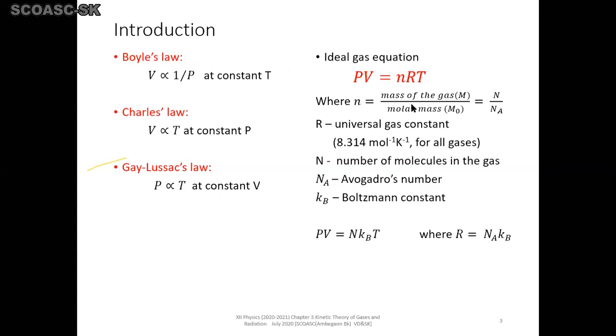Now, if one particle has a mass of m grams, and there are N particles in that particular container, then what is the mass of the gas? It is N multiplied by m. What is N? N is the number of atoms or molecules or particles of that substance, multiplied by the mass of one particle. If small m is the mass of one particle, then N multiplied by small m is going to give me the mass of the gas.